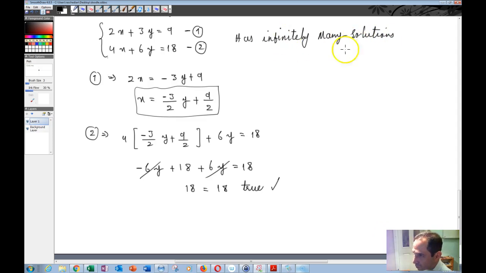And of course you know the rest of the story. That means that you have a pair of coincident lines, and the rest of the story, and so on and so forth.